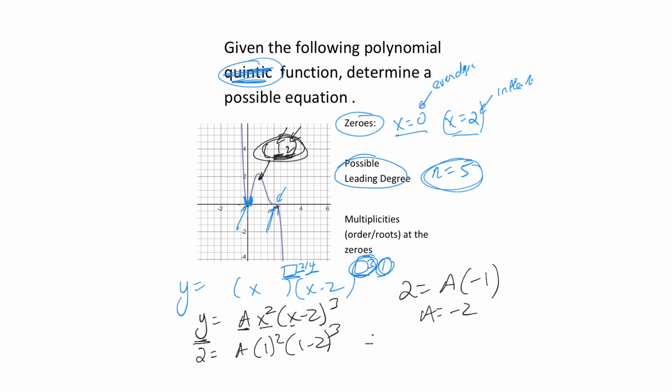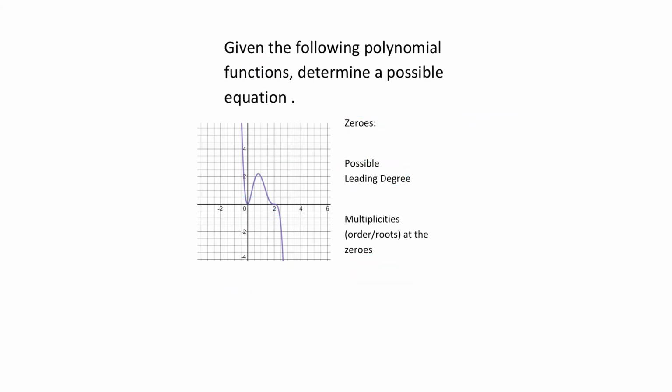In other words, this purple graph here, the equation is going to be y equals negative 2 x squared times (x minus 2) to the power of 3. So this example is very similar to the other one, but if you look at the statement here, it doesn't tell you whether it's a quintic or a cubic or the degree of the function. And this is where you can make assumptions.